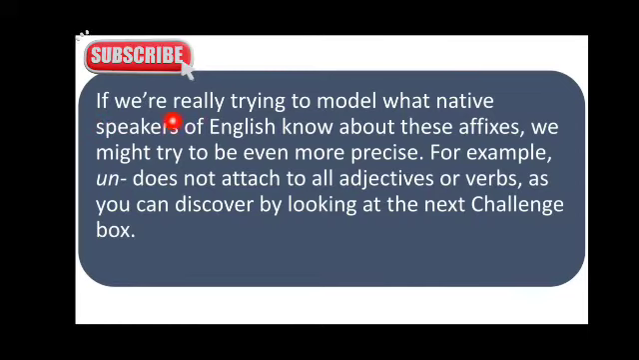If we are really trying to model what native speakers of English know about these affixes, we might try to be even more precise. For example, un does not attach to all adjectives or verbs, as you can discover by looking at the next challenge box. So it means that we cannot attach un to all adjectives and we cannot attach un to all verbs. Why? We will explain.